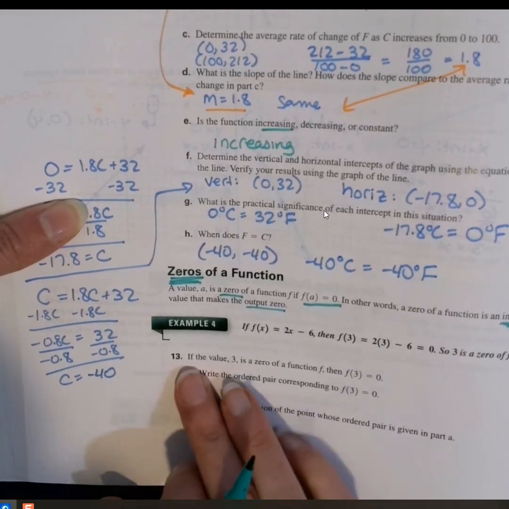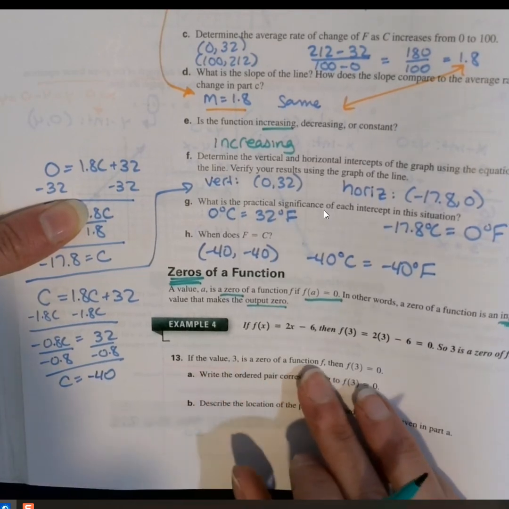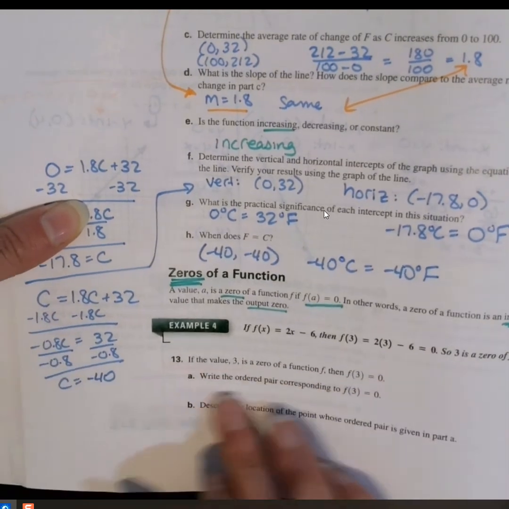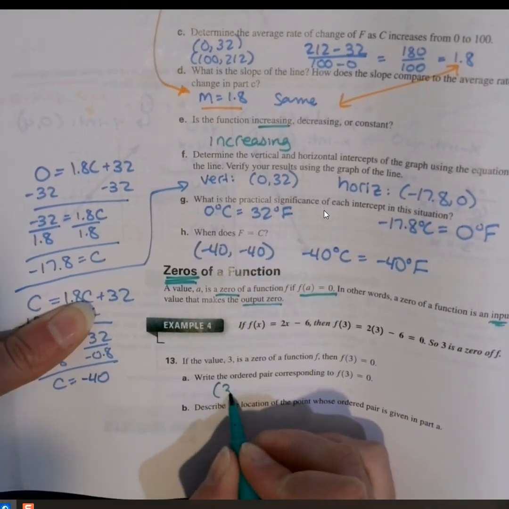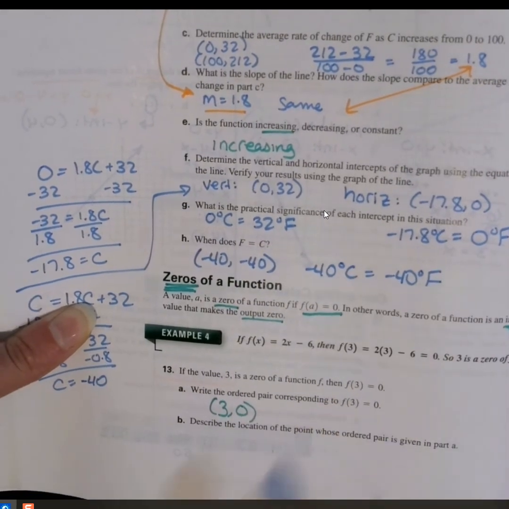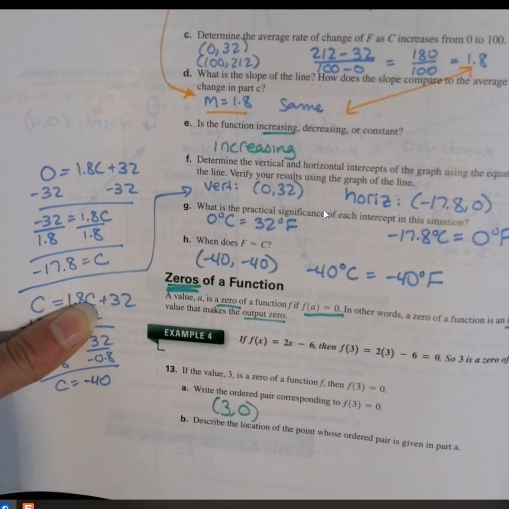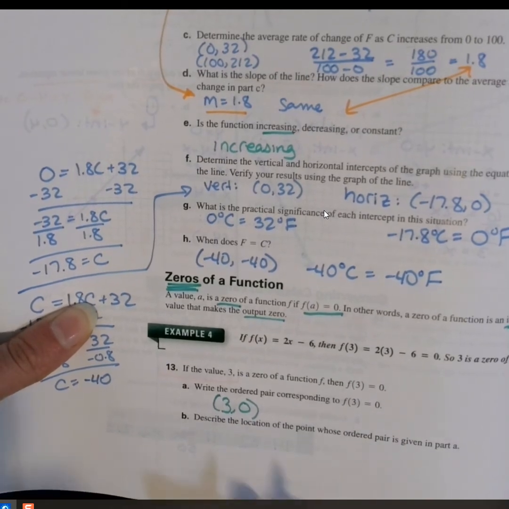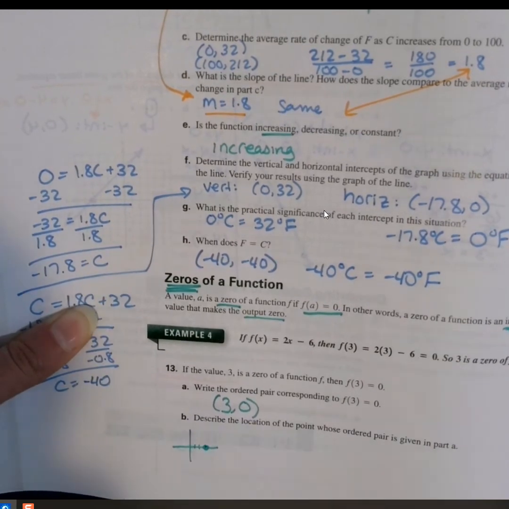All right. So number 13, if the value 3 is a 0 of the function, then f of 3 is equal to 0. Write the ordered pair corresponding to f of 3 equals 0. The input is 3, the output is 0. So if that's true, f of 3 equals 0, then the ordered pair is 3, 0. Describe the location of this kind of ordered pair. Okay, so 3, 0 is going to be an X-intercept.